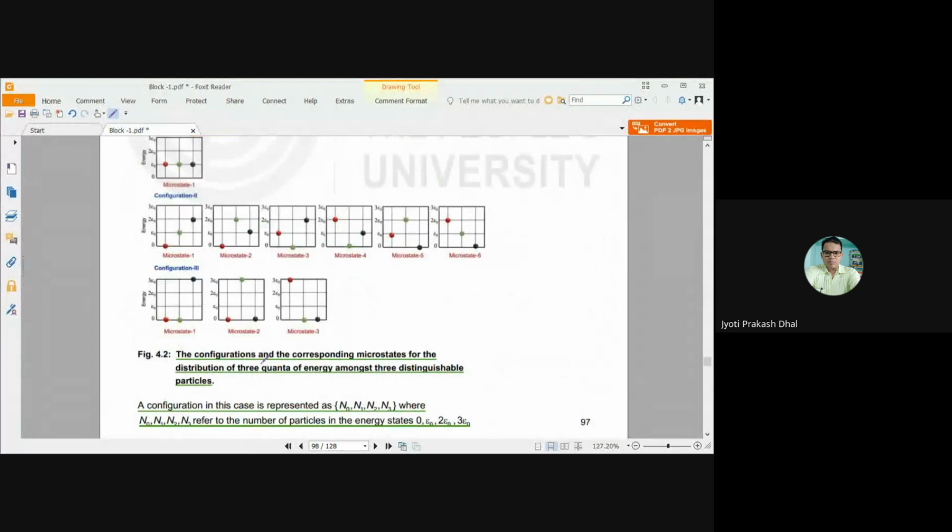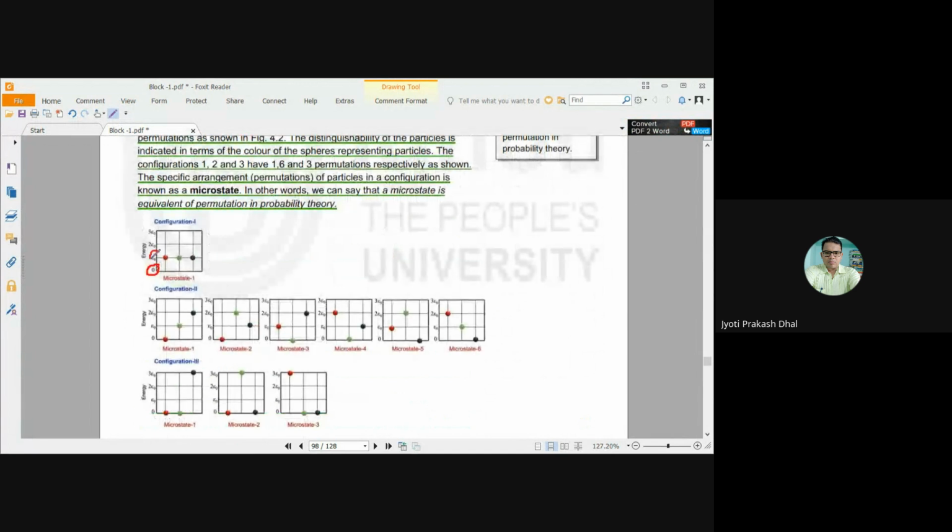So here this is figure 4.2. In this figure, we have to arrange 3 different molecules in 4 energy levels. The energy of the first energy level is 0. The energy of the second energy level is epsilon 0. The energy of the third energy level is 2 epsilon 0, and the energy of the fourth energy level is 3 epsilon 0. So here these are the 4 energy levels, and 3 particles are there.